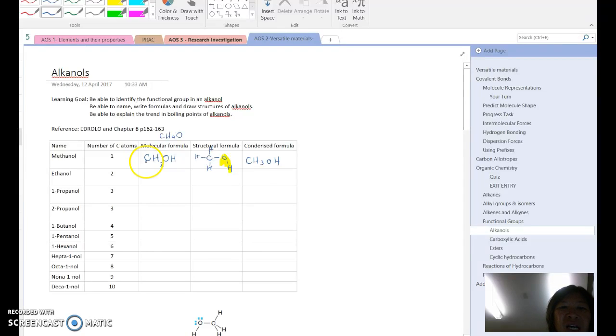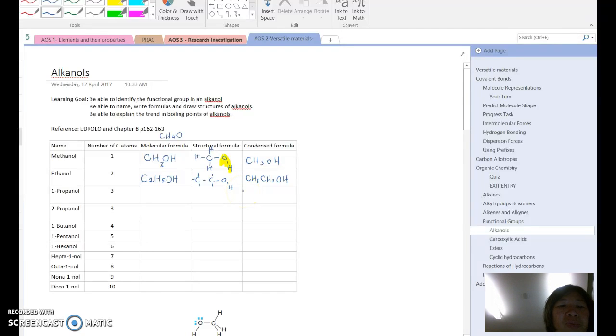Ethanol has got 2 carbon atoms. So the molecular formula would be C2H5, one less hydrogen, and then the functional group of OH. So drawing it out in a structural formula would be 2 carbon atoms connected with single bonds, surrounded by hydrogens, 2 more hydrogens, and oxygen, and then the hydrogen on the oxygen. The condensed formula is read as CH3, CH2, OH. So the carbon chain has now increased by a CH2 group.